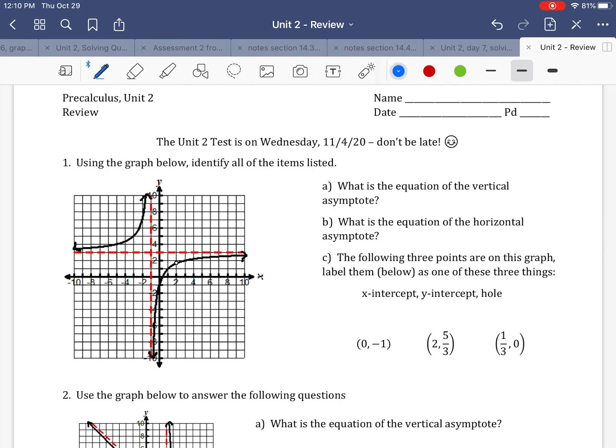So the first question says, what is the vertical asymptote? So that would be this one over here. That would be x equals -1. Make sure you're putting x equals and y equals on these things. The horizontal asymptote is right here, y equals 3.